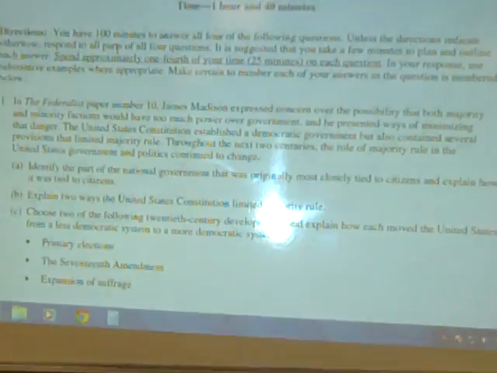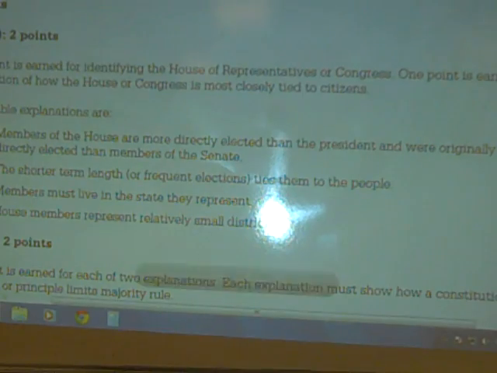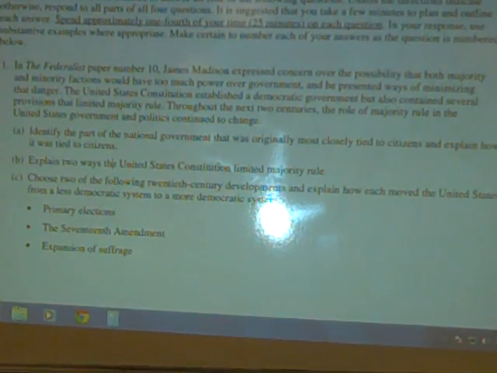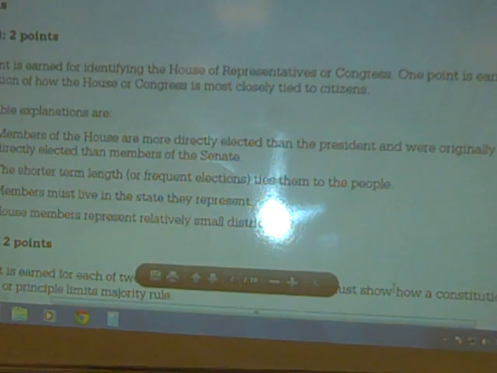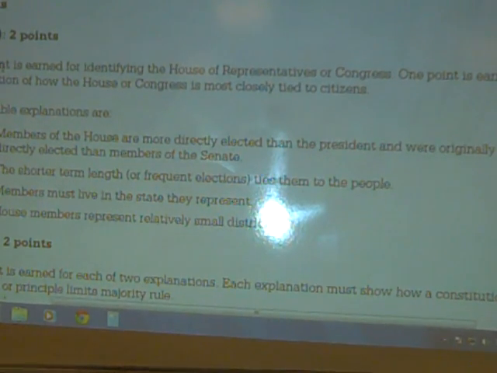Is that the entirety of question 1? Yes. Okay, and I don't think that's too terribly long. Let's jump over to the rubric. Okay, so remember the first point was, what part of the national government was most closely tied to the citizens? And part A says 1 point is earned for identifying the House of Representatives or Congress.